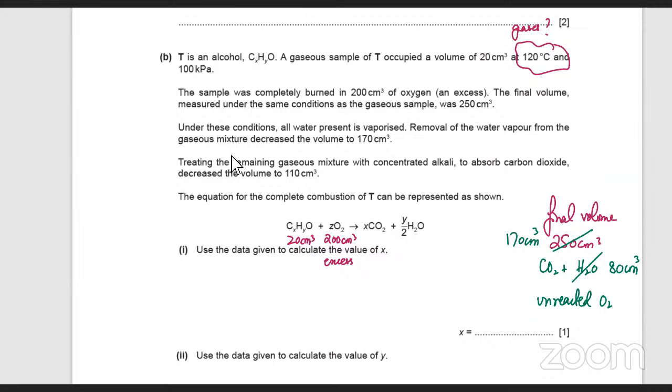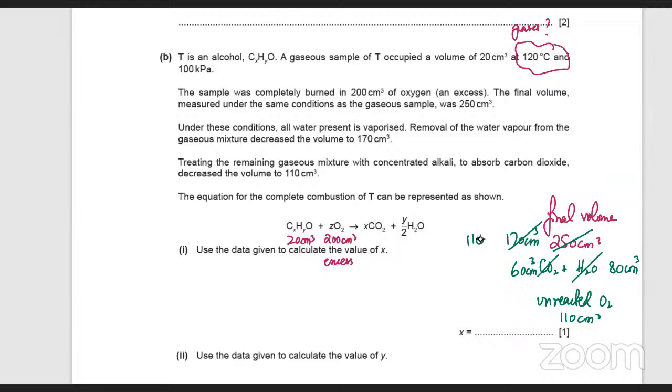Then when he reacted the mixture with alkali to absorb the carbon dioxide, the volume decreases to 110. तो 170 से कम हो गया 110 हो गया. कार्बन डाइऑक्साइड रिमूव किया. So carbon dioxide must be what? 60 cm cube. तो एंड में क्या बचा? 110. That's your unreacted O2. Is this clear? Yes, sir.